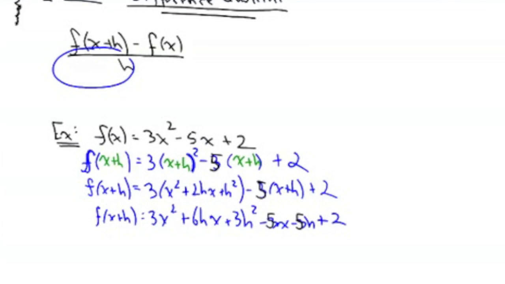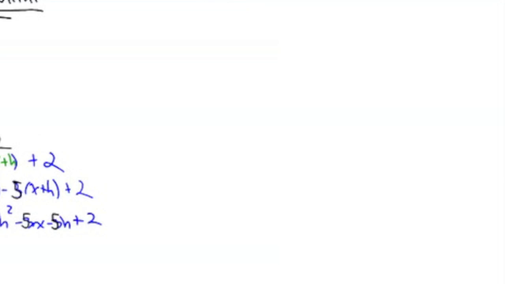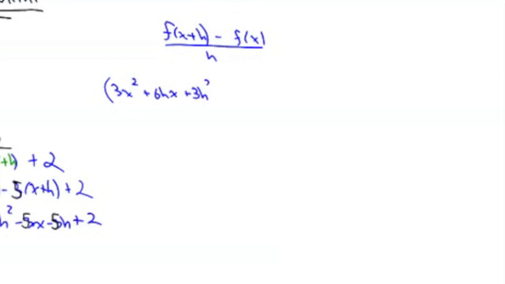Horrible, but that's okay. So now that it's corrected, we can plug it into our formula. So f of x plus h minus f of x, all divided by h. So f of x plus h is that ugly mess that I just came up with and corrected, is 3x squared plus 6hx plus 3h squared minus 5x minus 5h plus 2.